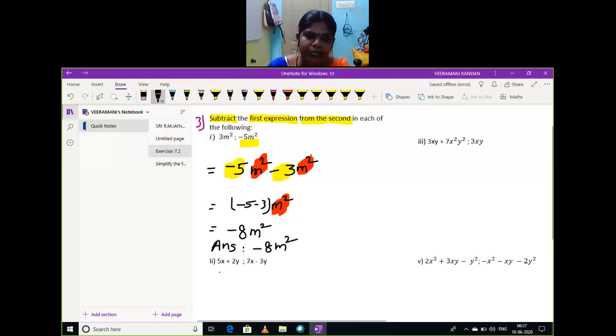See the second question. 5x plus 2y, 7x minus 3y. Can you guess what type of expression is given here? How many terms are there? Two terms are there, so this is a binomial. Binomial is given, so we are going to subtract. Which expression do we take first? The second expression. Second minus first we have to do. Okay, children, so take the second expression.